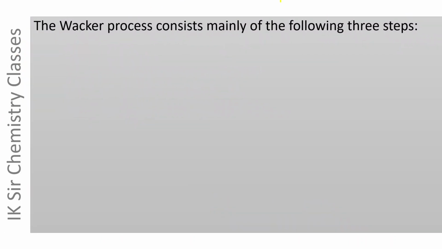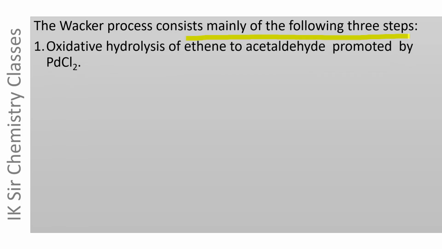The Wacker process consists mainly of the following three steps. In the first step, oxidative hydrolysis of ethene to acetaldehyde takes place, and this process is promoted by PdCl2.